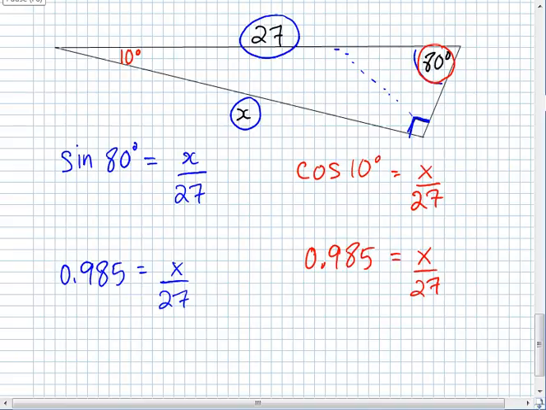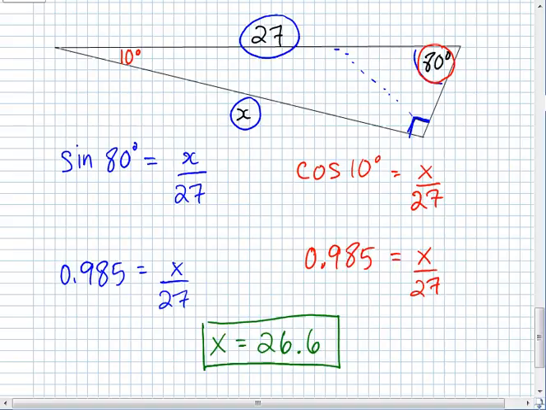And so no matter which one you use, you're going to get the same answer. Obviously, the answer is 26.6. Multiply both sides by 27 to get your answer there. And so there you go. Even though you have to choose one, you really have a choice no matter what you do, because you're always going to know at least one angle. You can find the other one.